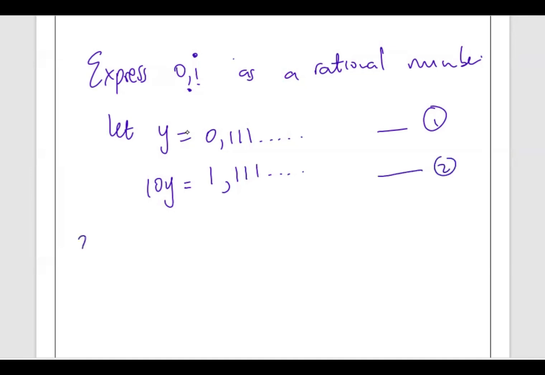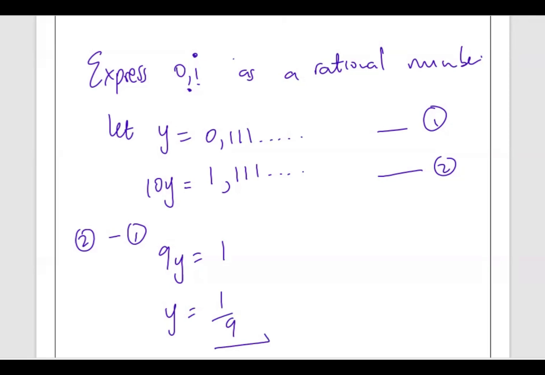Then we take equation number 2 and subtract equation number 1. So 10y minus 1y, we get 9y. And then 1 comma 111 minus 0 comma 111, we only get a 1. Then divide both sides by 9. That's going to be 1 over 9. So we've expressed the number as a fraction.